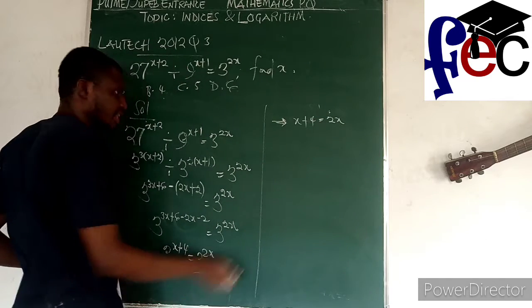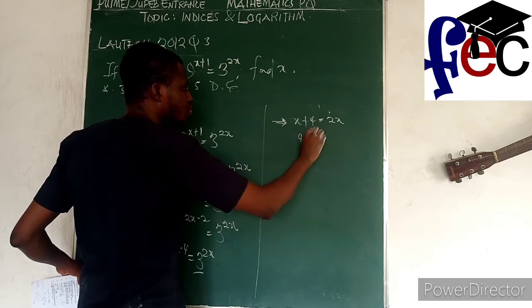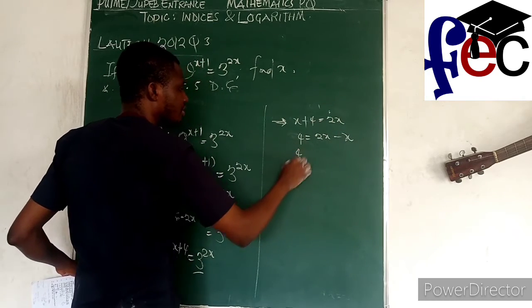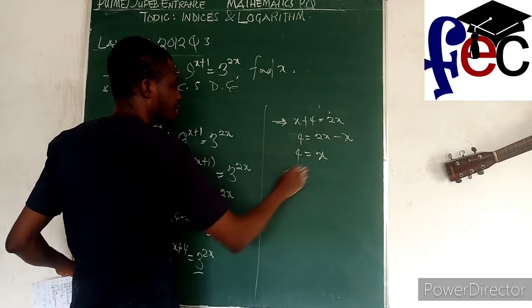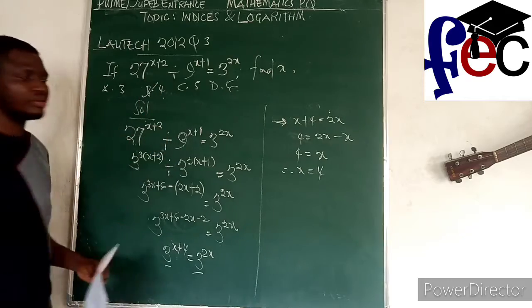So I'm to collect like terms. So I'm going to have what? 4 here equal to what? 2x minus what? Minus x. So that 4 becomes what? x. Therefore, our x is 4. Which of the options? Option B.